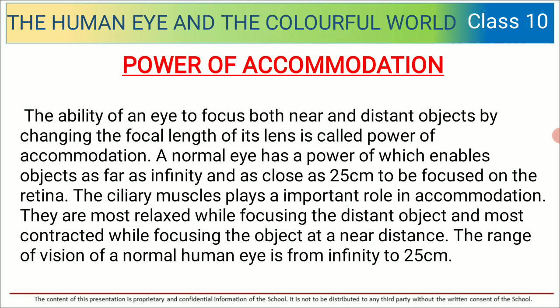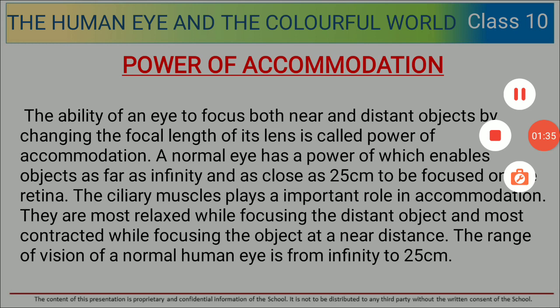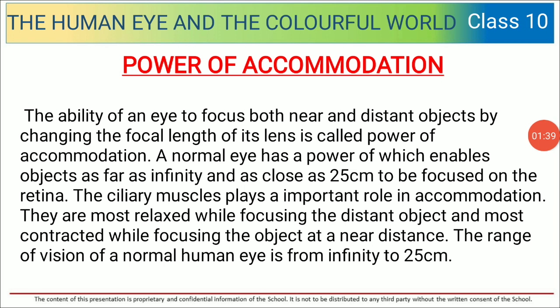Power of accommodation. The ability of an eye to focus both near and distant objects by changing the focal length of its lens is called power of accommodation. A normal eye has a power of accommodation which enables objects as far as infinity and as close as 25 cm to be focused on the retina.